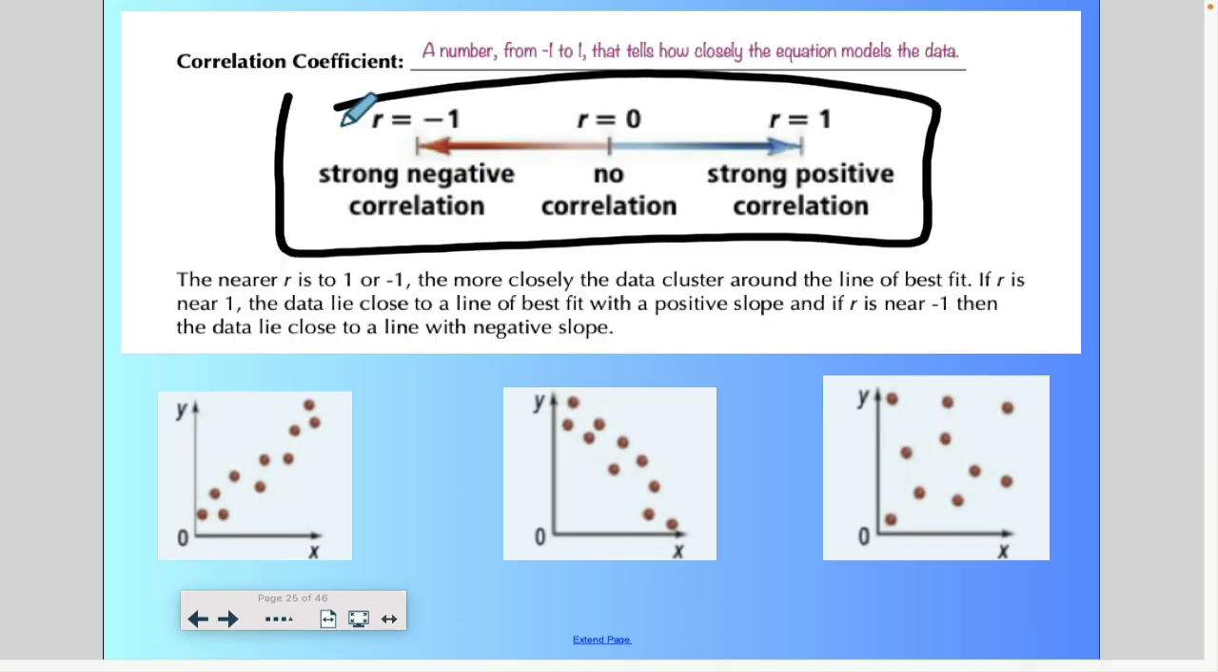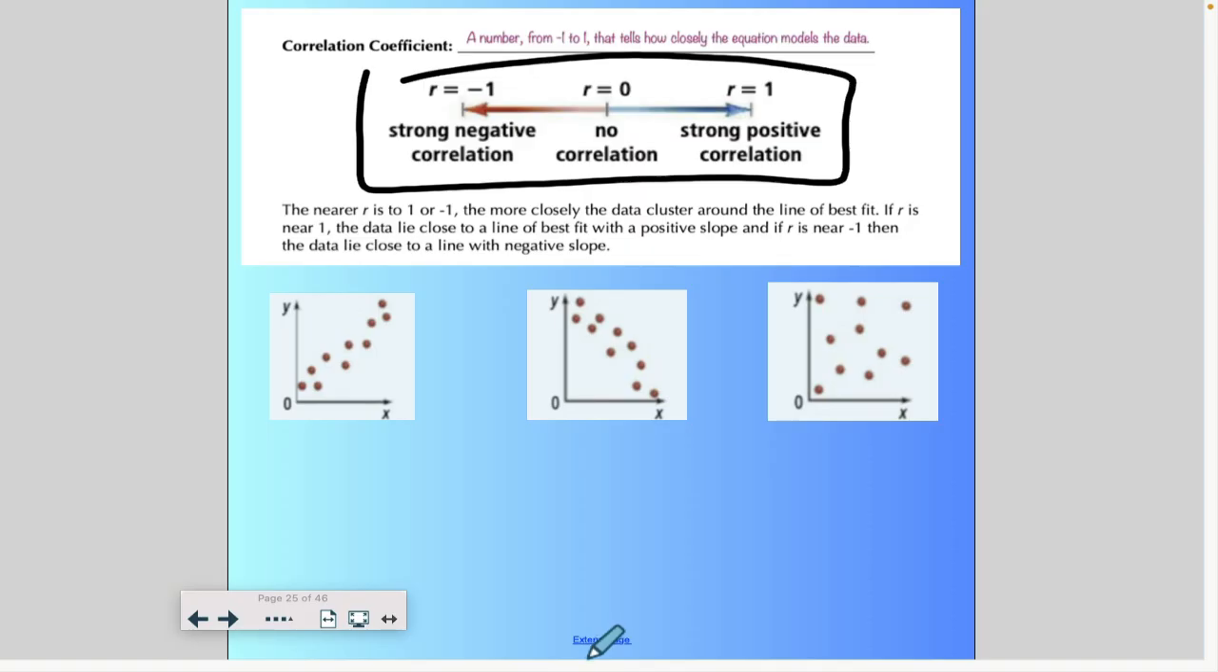Okay, the closer R is to 1 or -1 means it's really, really close to being perfect. Like look at this data. It's not linear, but isn't it pretty good? This has a correlation coefficient probably close to 1. 1 would be perfectly linear. This isn't perfect, but it's pretty nice.